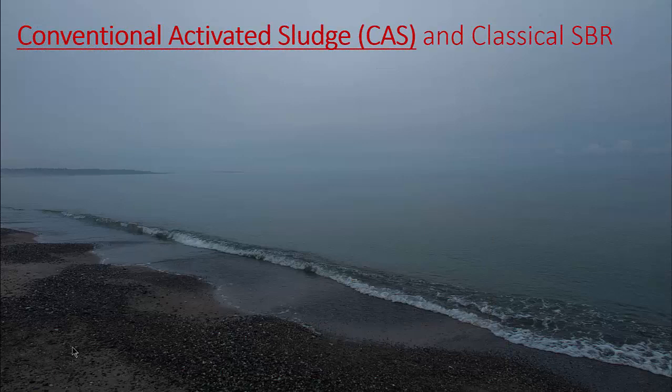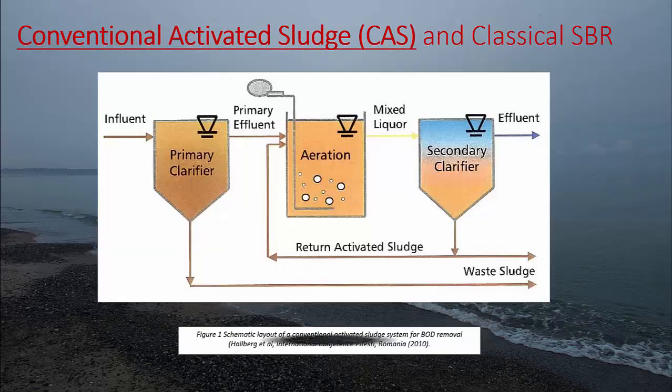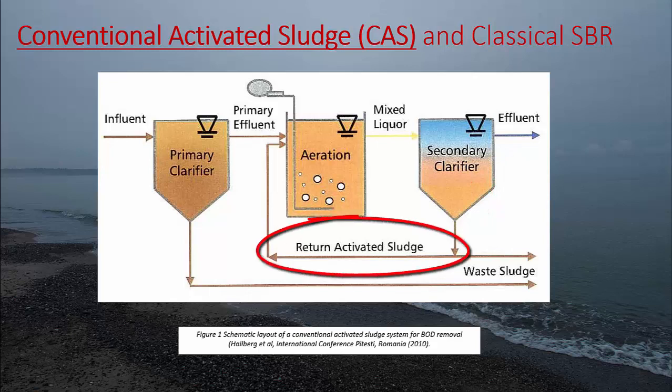Now let's compare the SBR to the conventional activated sludge system. Here you see the conventional activated sludge system. You have the primary clarifier where you remove some BOD, some phosphorus and nitrogen, mostly particulate material. Then you come into the aeration stage. After the aeration, you have the secondary clarifier where you separate the treated water from the sludge. Also, you have the return activated sludge stream going back to the aeration.